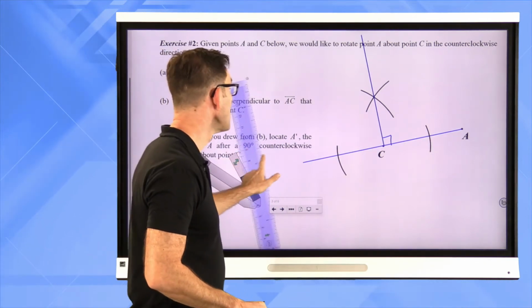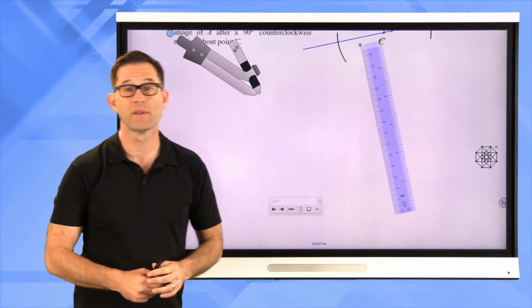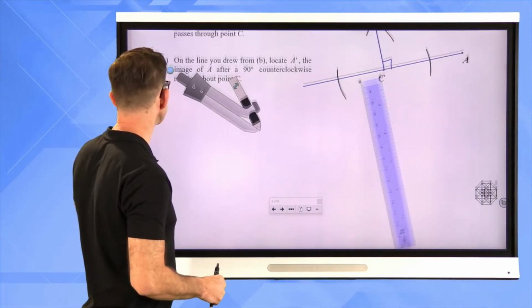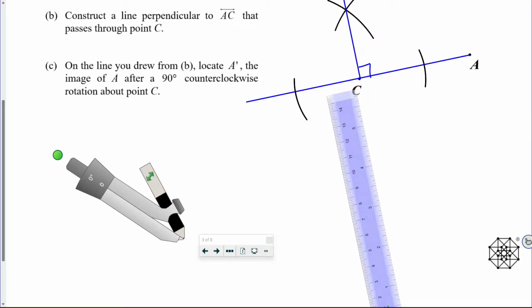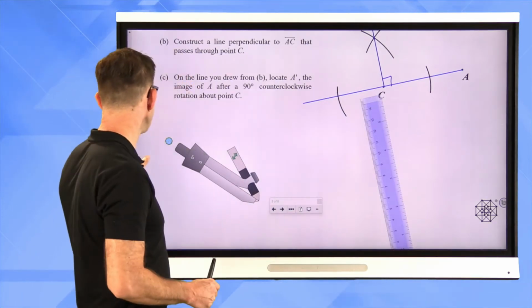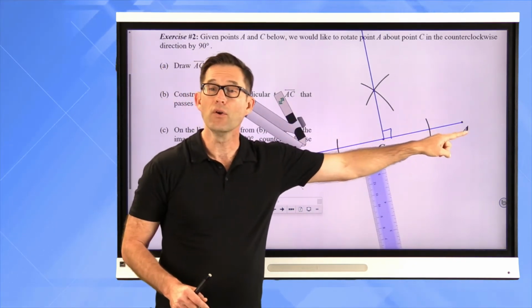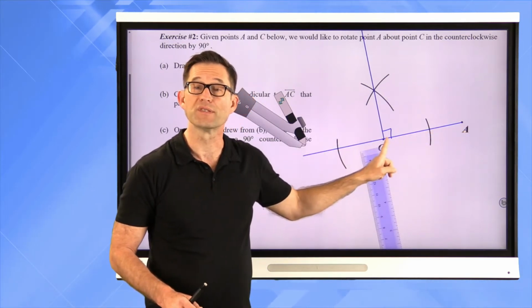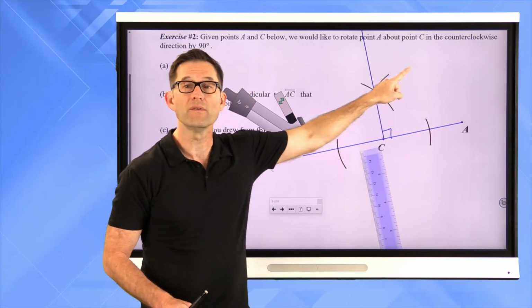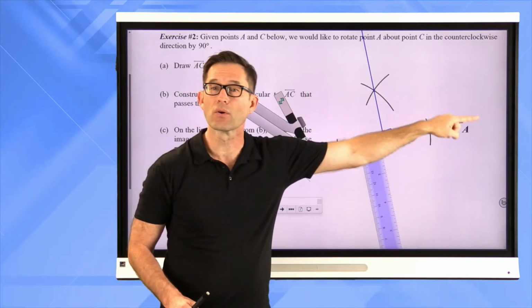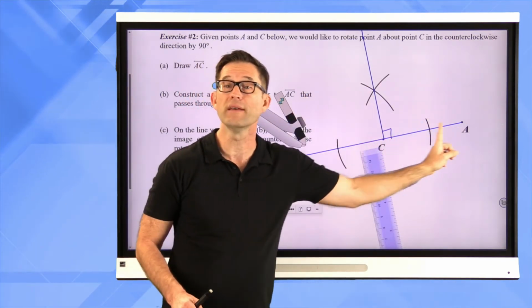So let's look at the last part of this, letter C. Let me move this out of the way. On the line you drew from B, locate A prime, the image of A, after a 90 degrees counterclockwise rotation about point C. Awesome. Let me move this up a little bit so we can see where we're going. What I'm going to do with any rotation is center it at C, and I need to rotate A along a circle with a center at C and with a radius of CA.